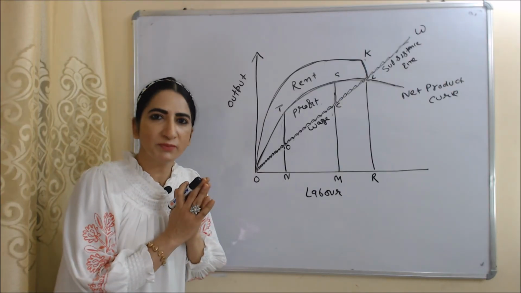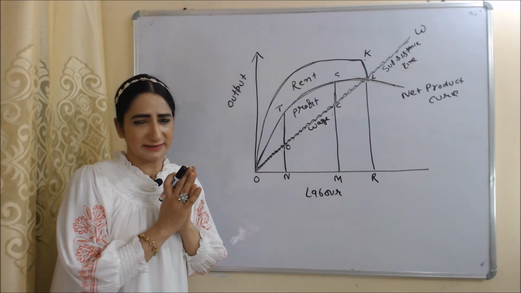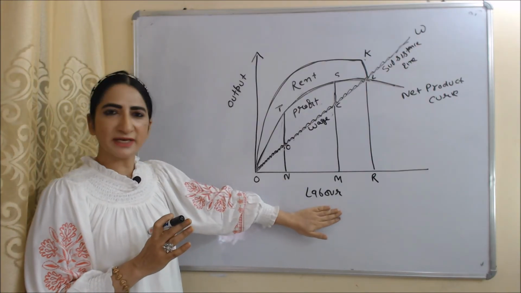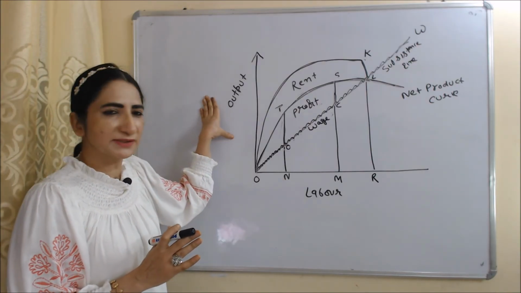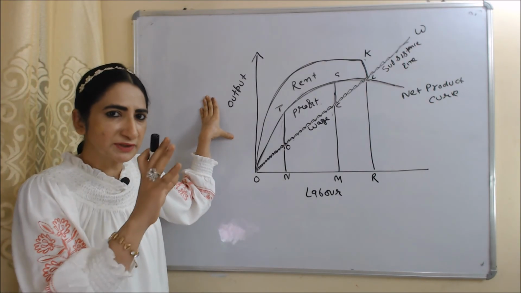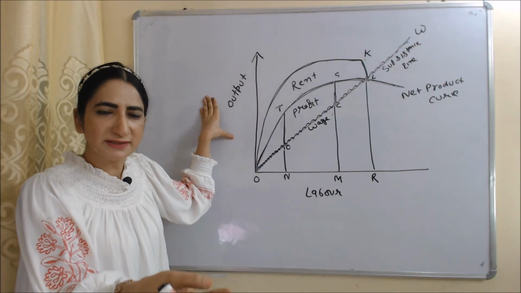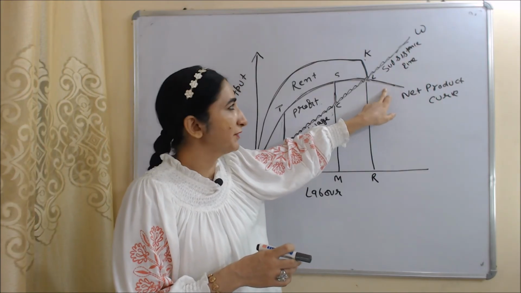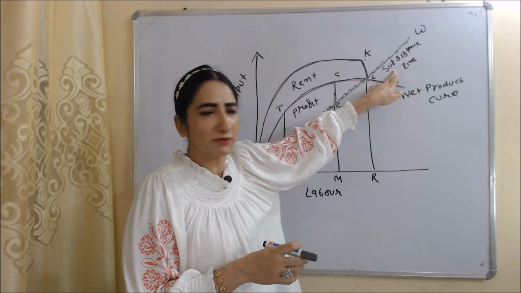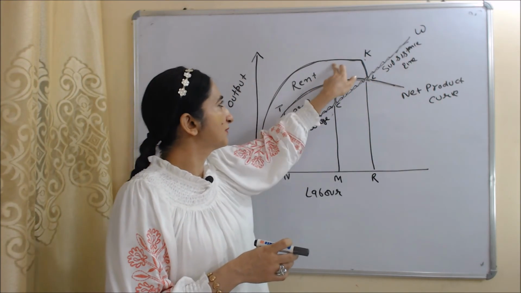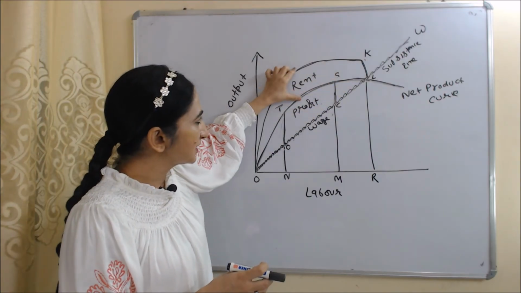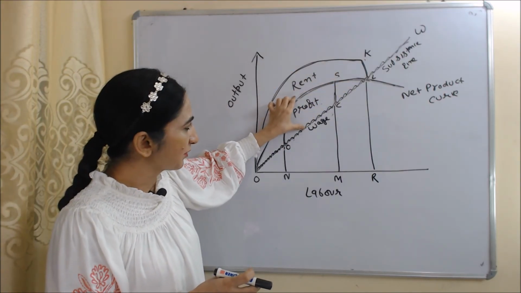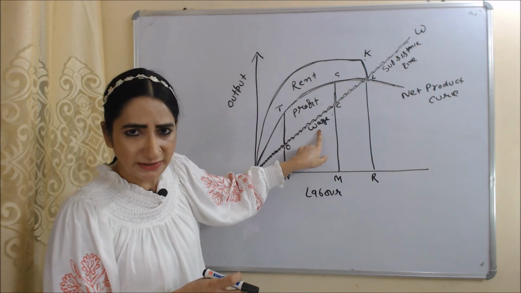Now with the help of one more diagram, we will clearly understand this theory. In this diagram, on x-axis we have labor and y-axis we have output. Now we distribute this output among three parts, wages, rent and profit. This net product curve represents our profit, this subsistence line represents our wages, this OK curve represents our rent. This part represents rent, this part represents profit and this line represents our wages.